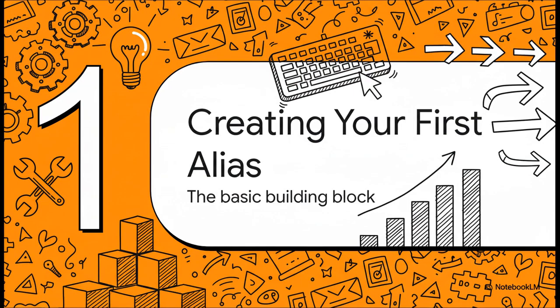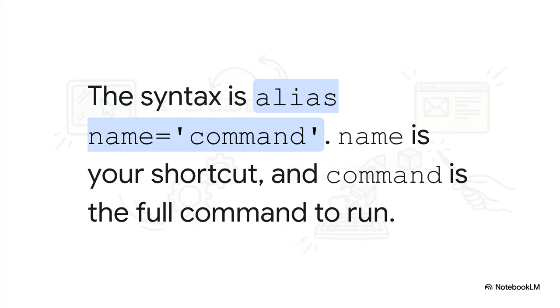Okay, enough talk. Let's get our hands dirty and actually create our very first alias. This is the fundamental building block for making your command line finally work for you instead of the other way around. And you know what? The syntax is incredibly simple. It's just the word alias, then the name you want for your shortcut, an equal sign, and then the full command you want it to run wrapped up in single quotes. Seriously, that's it. Name equals command.